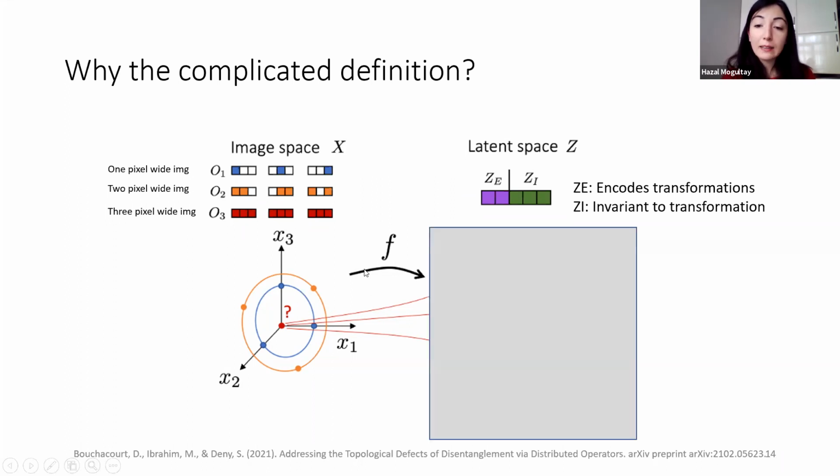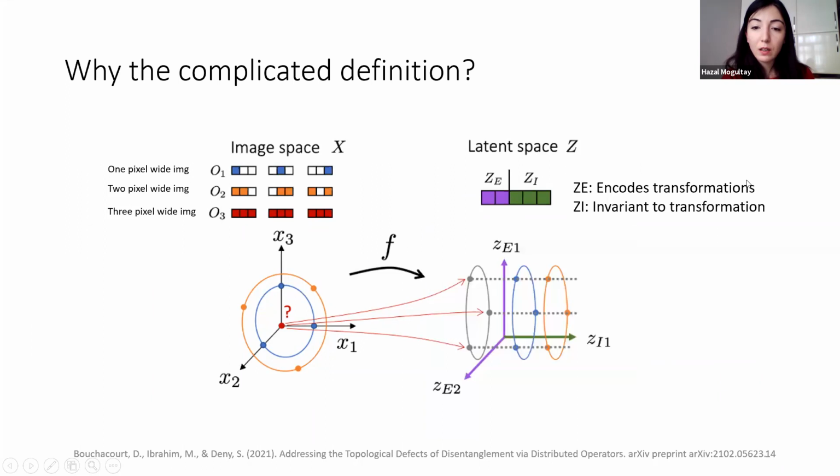And on the other hand, this encoded transformation encoder space should be parallel to each other. If they don't, you will leak some information on the ZI. ZI will include some information about the transformations.